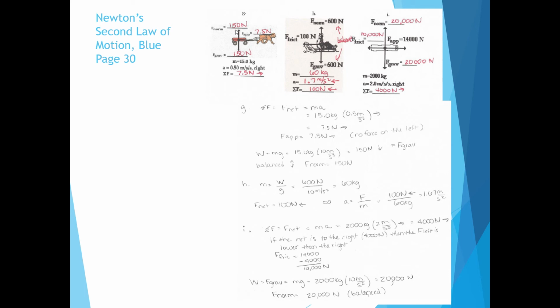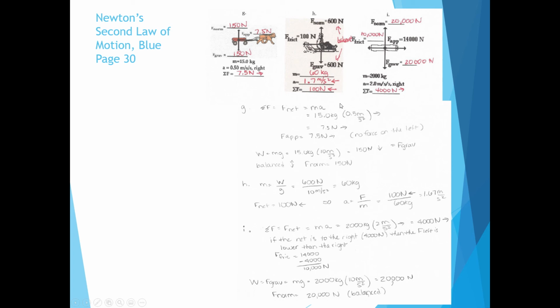H, we have all of our forces on our free body diagram filled in. We can see that the up and the down are balanced. There is a net force to the left, this force of friction here. So we know that we can fill in that right away. The net force is 100 newtons to the left. So we can calculate the mass because we know the weight. So the mass is the weight divided by 10 meters per second squared. So we're going to get 600 divided by 10, which gives us 60 kilograms.